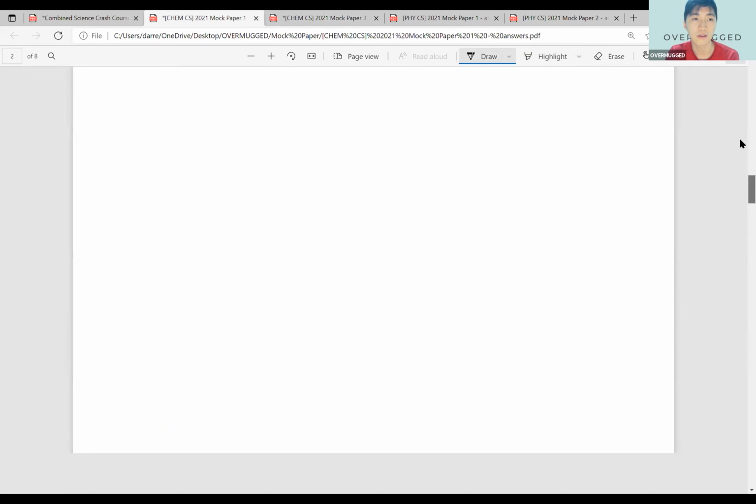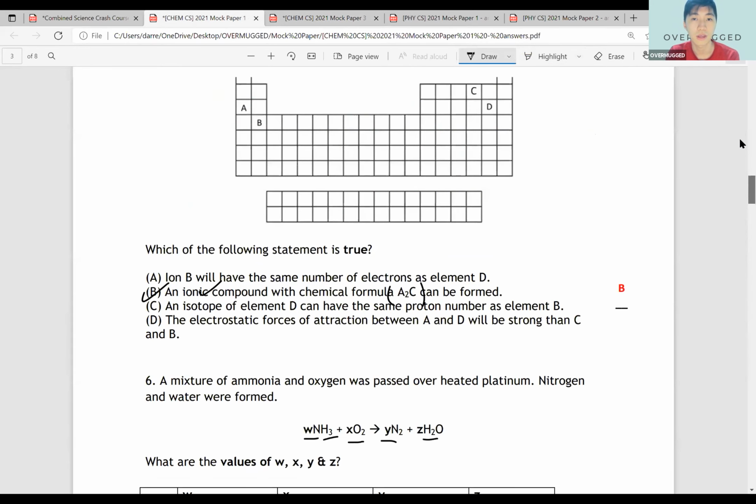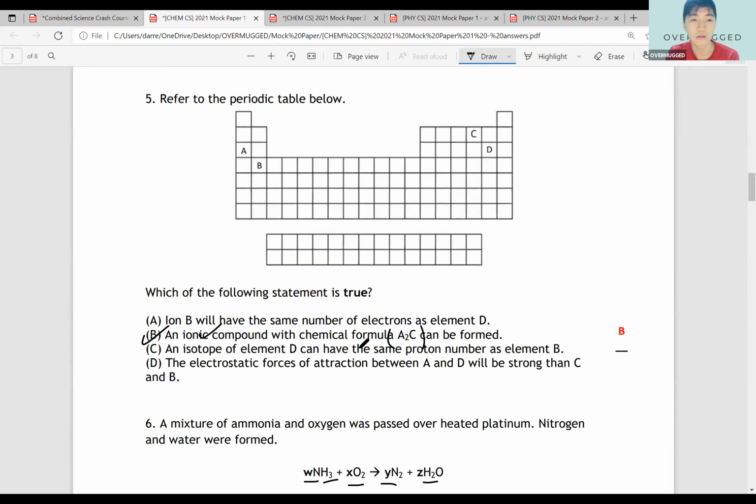Question five. So why is the last option not true? When we take a look at A and D, A is plus one, D is minus one. So the electrostatic attraction is between plus one and minus one. Then if you take a look at B and C, B is in group two, so it's plus two and minus two. With plus two and minus two, the electrostatic force of attraction would be stronger. So BC is stronger than AD, which is why statement D is not true.